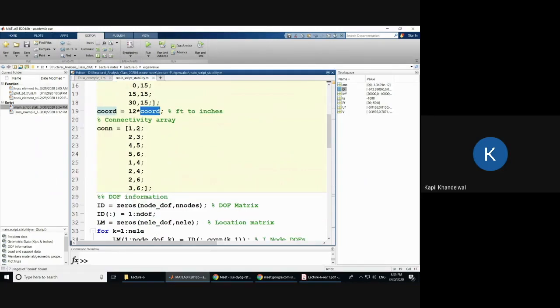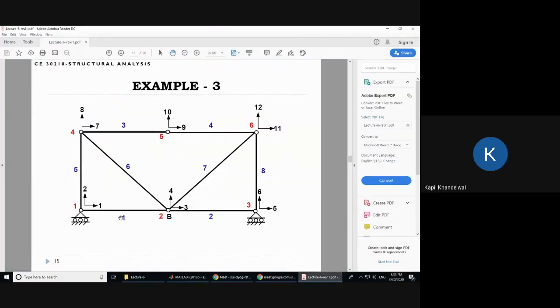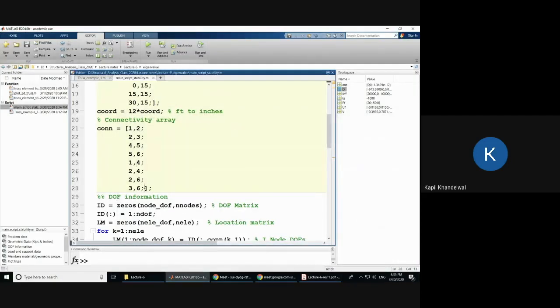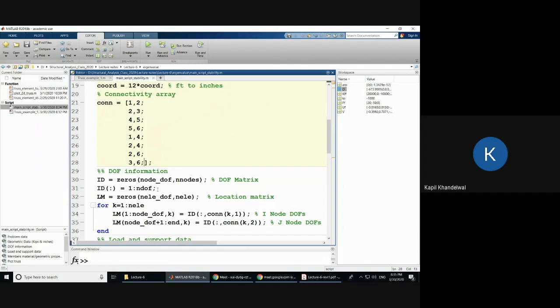So I have 8 members: 1, 2, 3, 4, 5, 6, 7, 8. And the connectivity is defined as follows. The first member is between 1 and 2. The second member is between 2 and 3. The third member is between 4 and 5. The fourth member is between 5 and 6. The fifth member is between 1 and 4. The sixth member is between 2 and 4. The seventh member is between 2 and 6. And the eighth member is between 3 and 6. So these numbers are defined here. Okay, so you have to choose one order of connectivity, and that's okay.